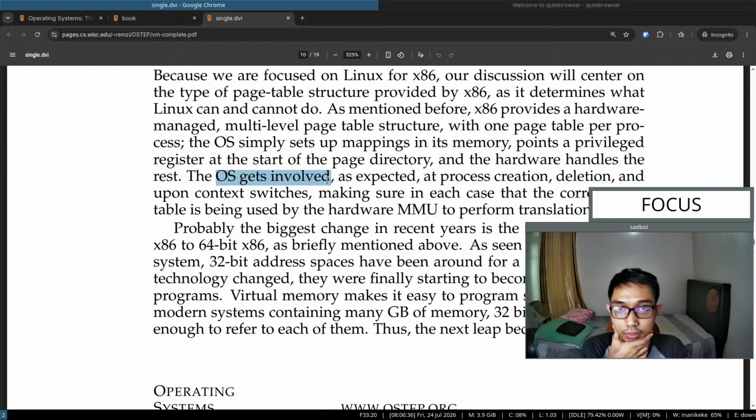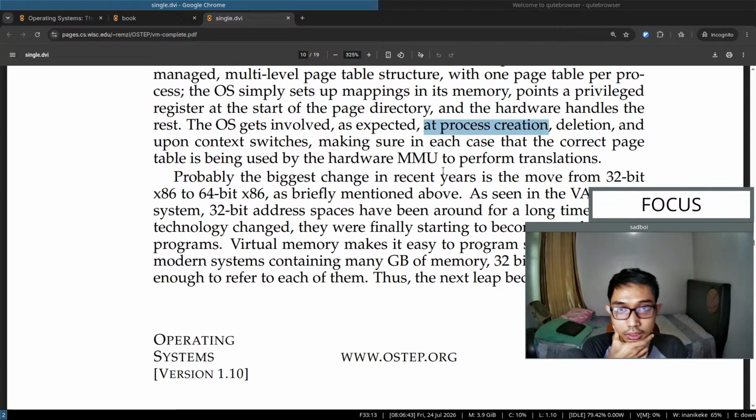The operating system gets involved, as expected, at process creation, deletion, and upon context switch, making sure in each case that the correct page table is being used by the hardware MMU, the memory management unit, to perform translation.